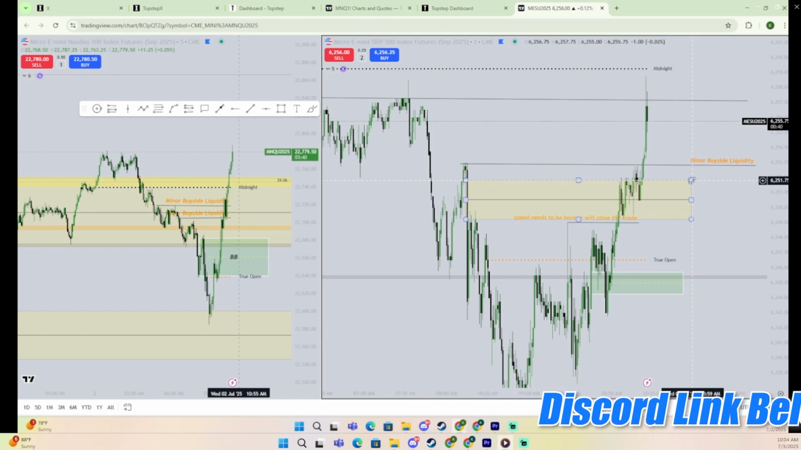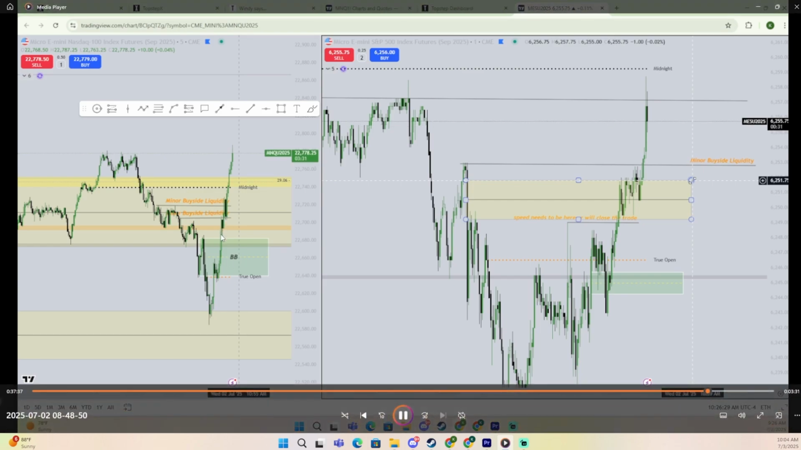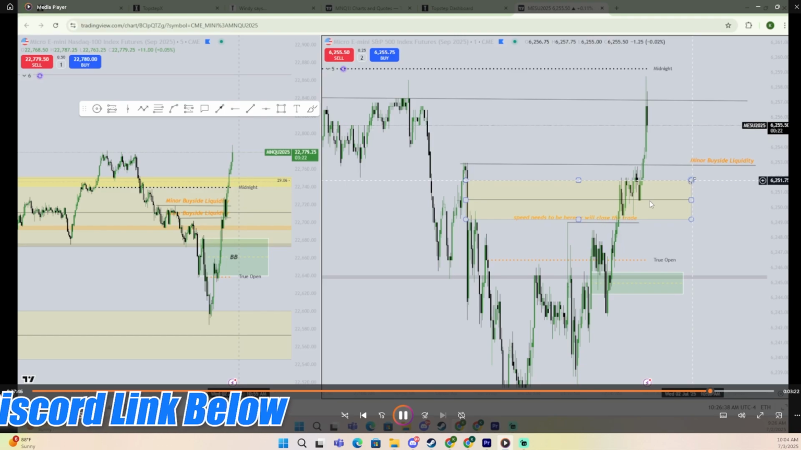So yeah, I hope that was helpful. I hope that gave you ideas on when to trade. Like I said, I just missed my entry on NAS. NAS was moving a little too fast, and I missed it, and then I just ended up taking the trade on ES.